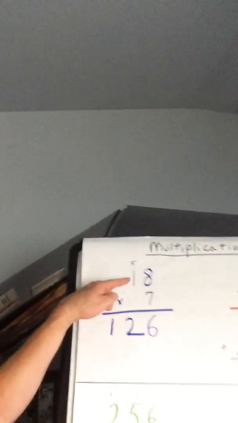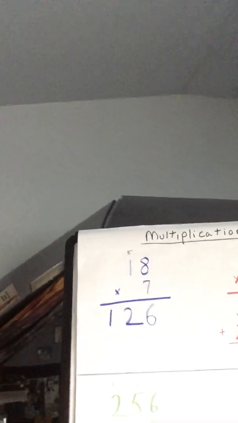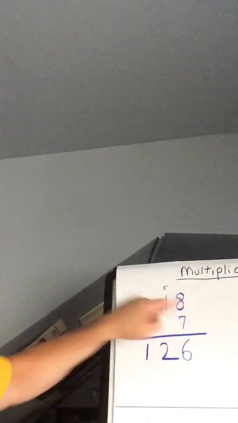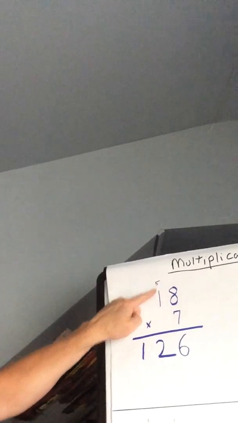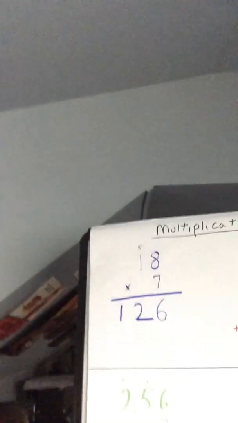Okay, so first, let's take a 2-digit number times a 1-digit number. We have 7 times 8 equals 56. We regroup our 5, or carry over the way we used to say it. Now do 7 times 1 is 7. Add the 5, that gives me 12. My final answer is 126.